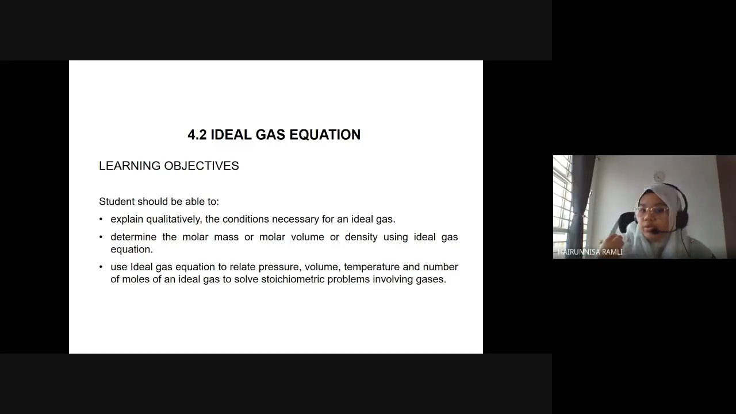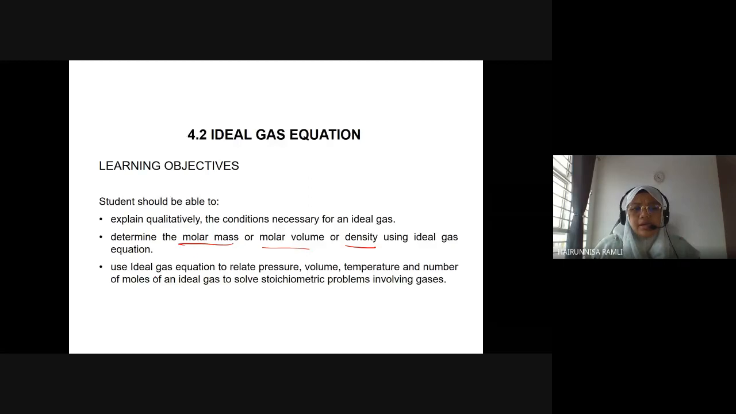Okay, maksudnya untuk explain apa condition sesuai untuk dapatkan this ideal gas. Okay, and then determine the molar mass. Okay, molar mass, molar volume or density using ideal gas. Okay, before this, you boleh agak lah sebenarnya. Now bila ada involving mole, you boleh play around lagi kan. Bila ada mole, you boleh cari molar mass. And then bila you ada relationship between volume dengan mass, you boleh dapat density, something like that lah.